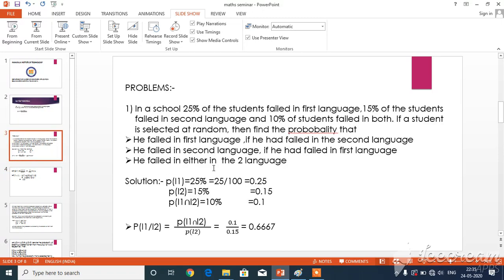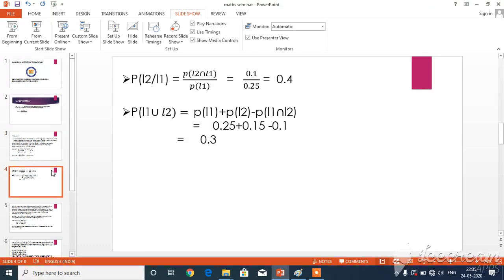Next, he failed in either of the two languages, not in both. So we have to merge here, L1 union L2. P of L1 plus P of L2 minus P of L1 intersection L2. P of L1 is 0.25 and P of L2 is 0.15, minus the intersection. So we get 0.3 students.